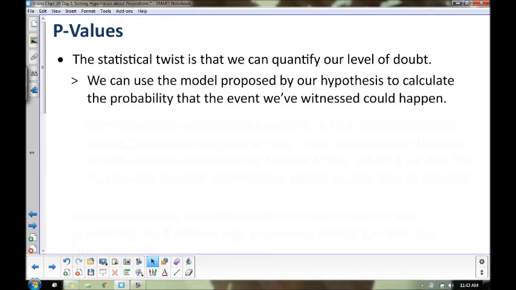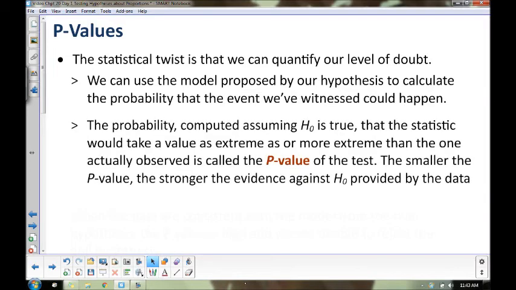So we're going to use the model proposed by that null hypothesis to calculate the probability the event of what we've seen could actually happen. That's called our p-value. The probability that my sample actually really does occur, assuming my null hypothesis is true, that is my p-value. It is the probability that my sample can occur given the null hypothesis is true. The smaller the p-value, the stronger the evidence against the null hypothesis provided by the data.